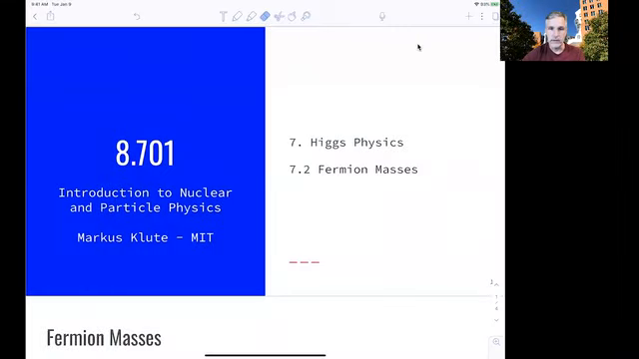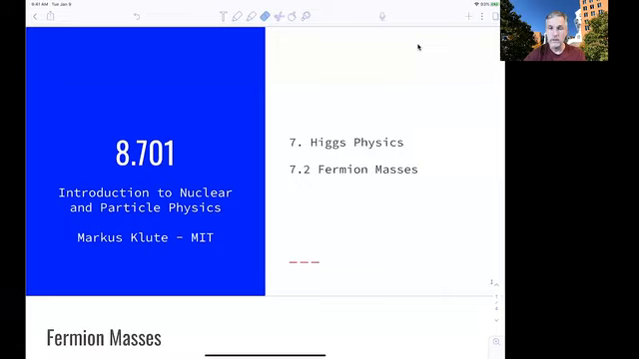Welcome back to 8701. In the previous lecture, we have seen how the gauge bosons, the W and the Z boson, acquire mass, while the photon remains massless through the Higgs mechanism. We introduced a new complex doublet scalar field, the Higgs field, which then broke the symmetry through its vacuum expectation value, and then through the coupling to the gauge bosons, they acquired mass.